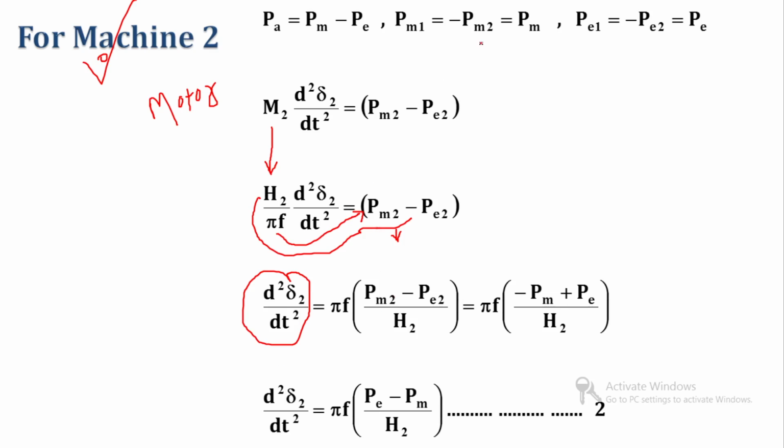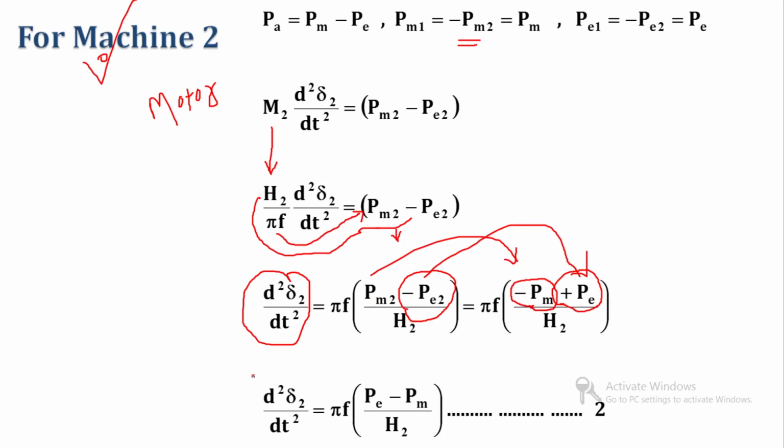Now PM2 over here, you can see that minus PM2 is equal to PM. So I can write plus PM2 is equal to minus PM. Clear? If I write plus PM2, this minus comes over here. So PM2 is equal to minus PM. Again PE2: this minus PE2 is equal to plus PE. So PM2 is equal to minus PM and minus PE2 is equal to plus PE.